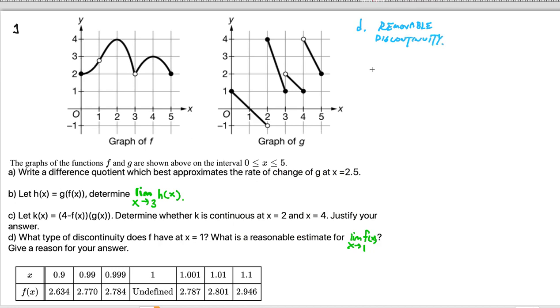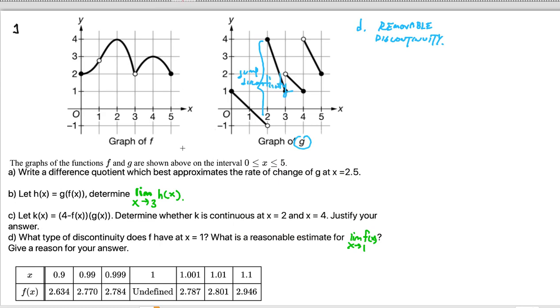Now, this is the correct answer, but you could also have what's called a jump discontinuity. If you look at g, you have a jump discontinuity here. You have to actually jump to move here. So this is a jump discontinuity at 2. G has a jump discontinuity at 2, just to go through the different types of discontinuity.